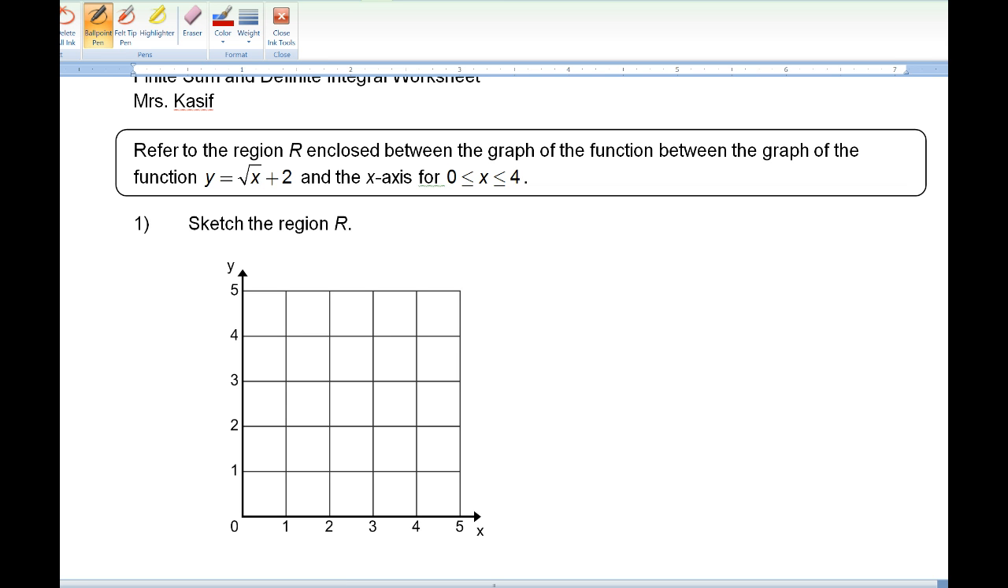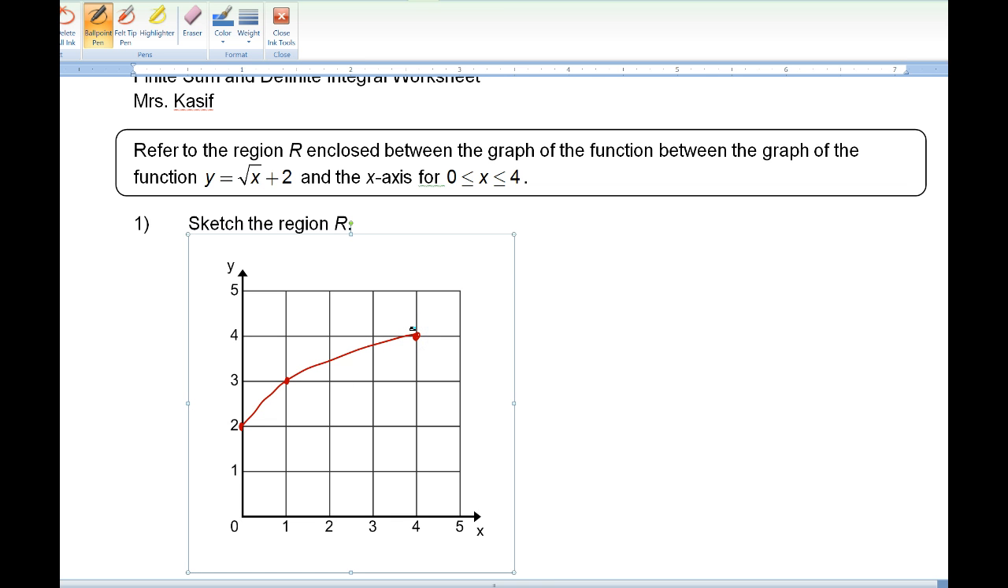Refer to region R. Region R is going to be the area that's enclosed between the graph of the function and the x-axis. So we have y equals square root of x plus 2, and we want to graph that from 0 to 4. Let's make a quick sketch. Plugging in 0, we go up to 2, plug in 1, 3, plug in 4, we go to 4. You can plug in 3, but it'll be a decimal. I think that's enough points.